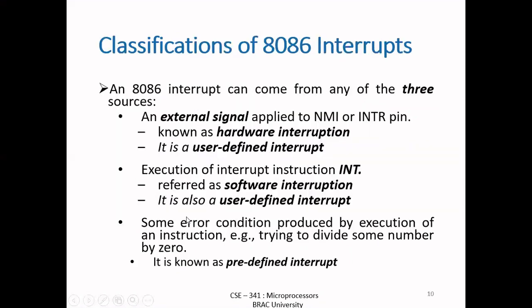These are software interrupts. The third source of an interrupt is some kind of error condition produced in the 8086 by the execution of an instruction. Let me give an example. An example of this is the divide by zero interrupt. You know, if we divide any value by zero, then it will produce a result of infinity. The quotient will be infinity, so it is an error. If we attempt to divide an operand by zero, the 8086 will automatically interrupt the currently executing program.